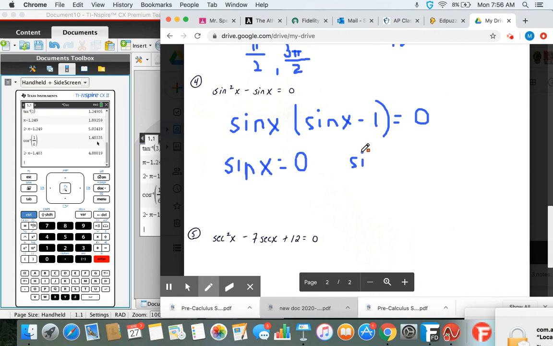So again, ones that we should be comfortable with here. These are definitely special angles. No need to use the calculator. Where is y 0? Well, it's 0 in two spots. Where is y 1? Just right there. So our answers are 0, because again, we're not using 2 pi, we're just going to use 0 there, pi, and pi over 2.